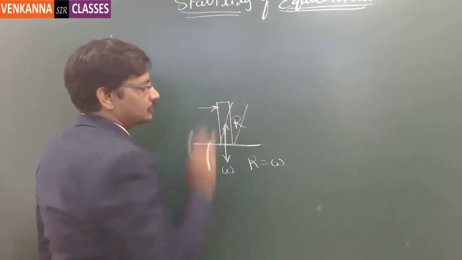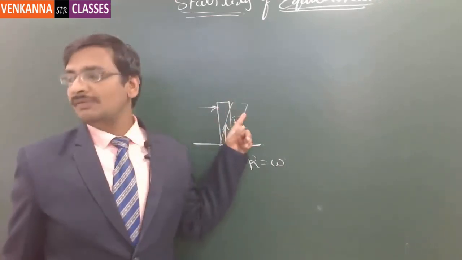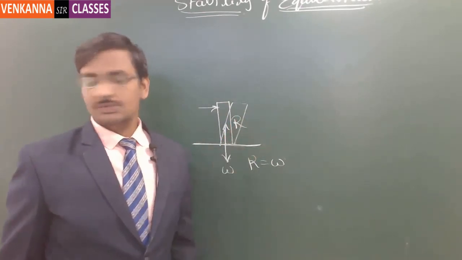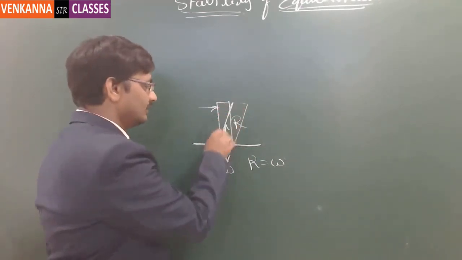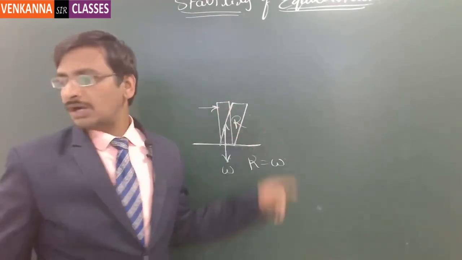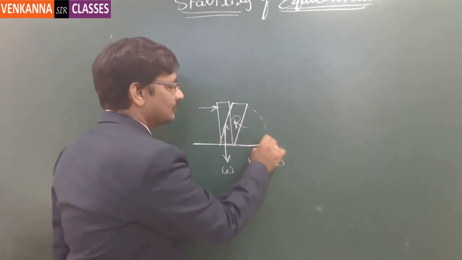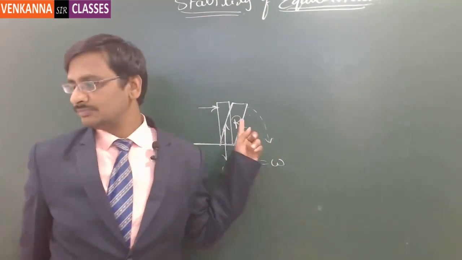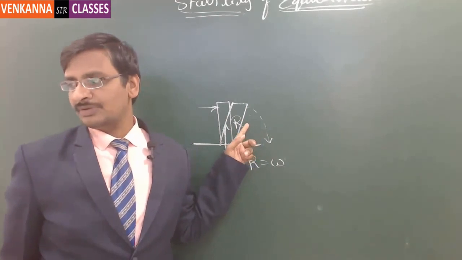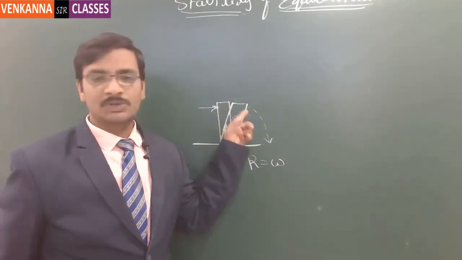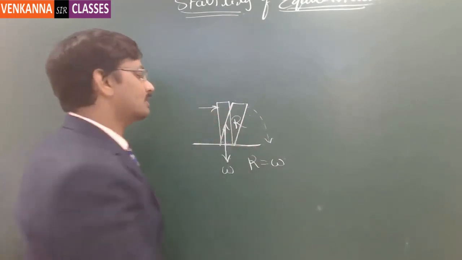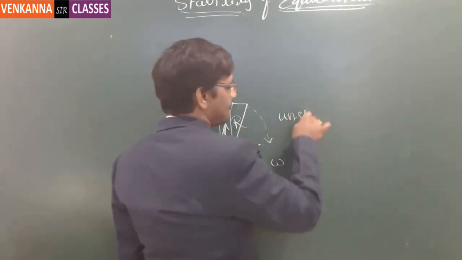Now suppose by an external force I push it like this. Will it still be under equilibrium condition, or will it fall down? If I push a little like this, it will try to fall down like this. Correct or not? Yes or no? If I give a little displacement to this one, it will fall down like this. This kind of scenario we call unstable equilibrium.